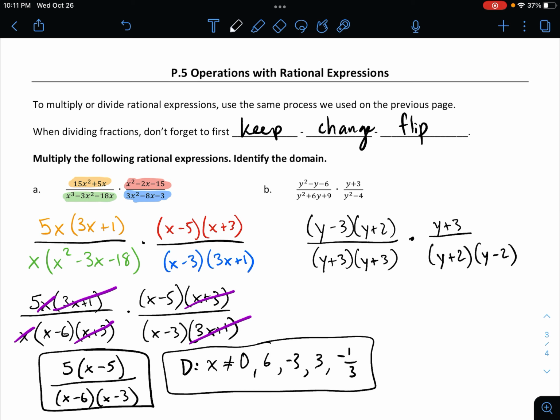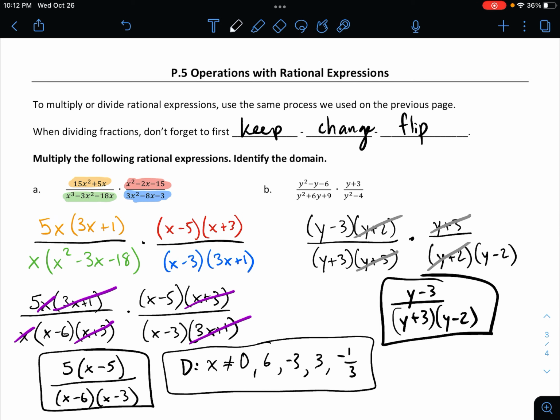All right, now we're going to cancel some stuff out. So we're going to go ahead and take out a y plus 3. Doesn't matter which one you choose. We're going to get rid of a y plus 2. And I think that's pretty much about it. We can't cancel these because they're not the exact same. So that's going to leave me with y minus 3 over y plus 3 times y minus 2.